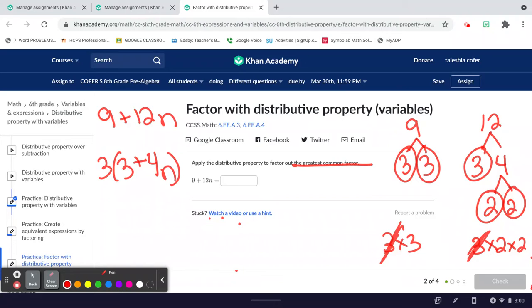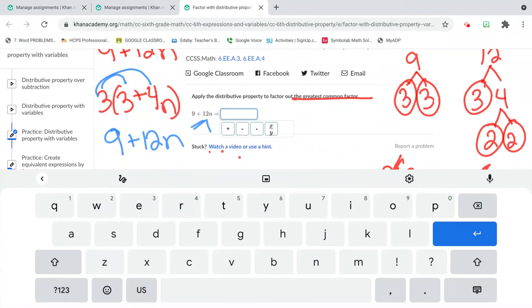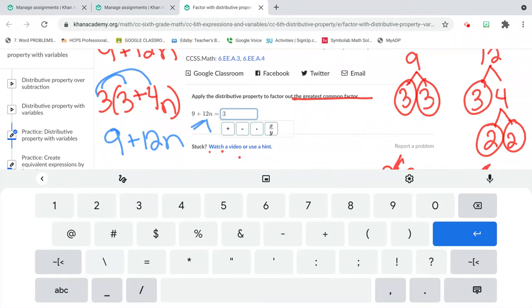The whole reason why this distributive property works is that if I turn around and distribute my 3, you should get back the answer that you had at the beginning. 3 times 3 would have been 9, and 3 times 4 would have been 12, and I put my n back, which is the same thing we have here. So we know it works. My answer would have been 3, open parentheses, 3 plus 4n.